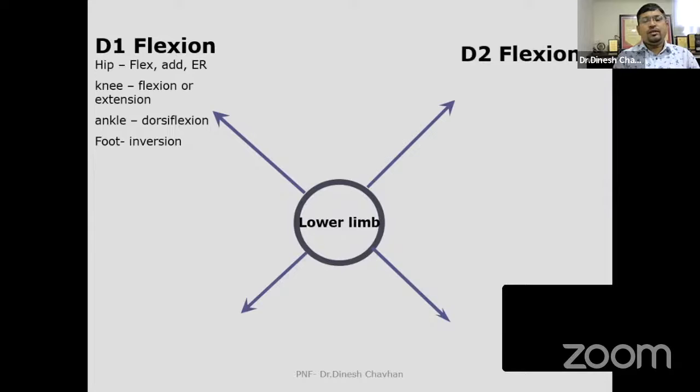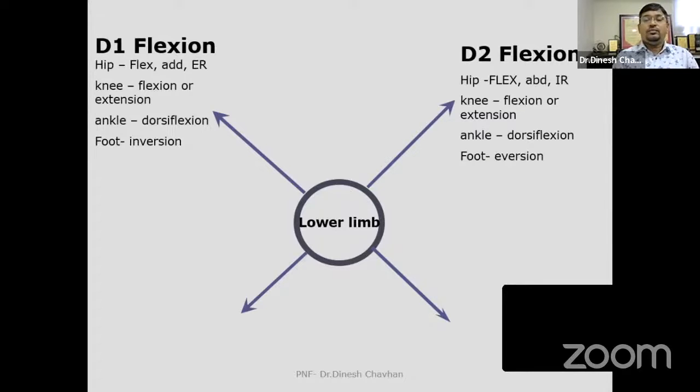So if you see D2 flexion, at the hip flexion, abduction, internal rotation, at the knee joint flexion or extension, at the ankle joint dorsiflexion, and at the foot eversion. If you look at both D1 flexion and D2 flexion, the foot plays an important role. D1 flexion, inversion; D2, eversion. But at the ankle, what is happening is similarly dorsiflexion.